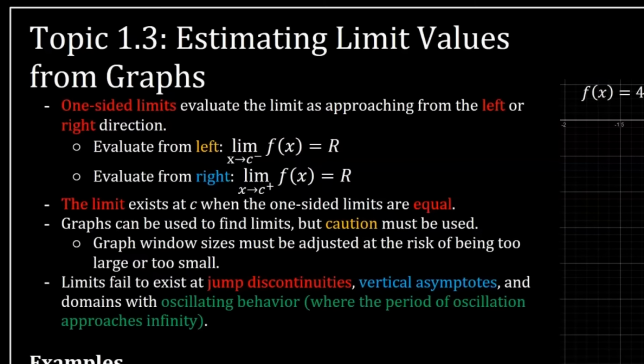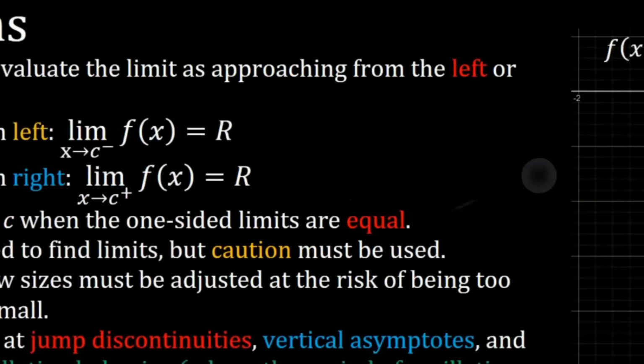Topic 1.3, estimating limit values from graphs, is one of the biggest topics in all of AP Calculus AB or BC. There's a lot to break down here, so let's get into our first bit here. We've got one-sided limits. One-sided limits evaluate a limit as we approach only from one direction.